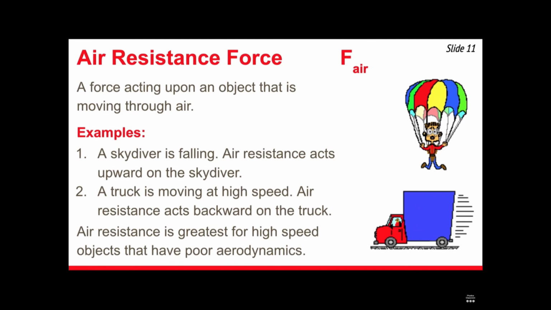But the object doesn't have to be in mid-air in order to encounter air resistance. It can be moving along the ground, and as it moves along the ground, it still collides with air particles. For example, a truck moving at high speed down the roadway. As it does, air resistance acts backwards on the truck. Air resistance tends to be greatest for high-speed objects that have very poor aerodynamics.